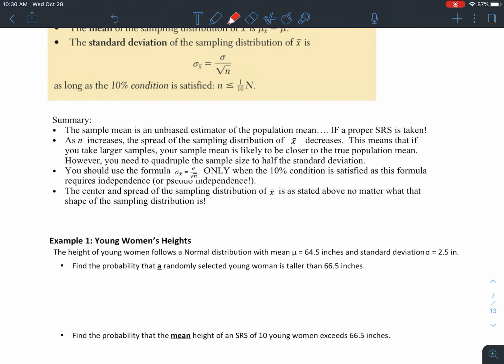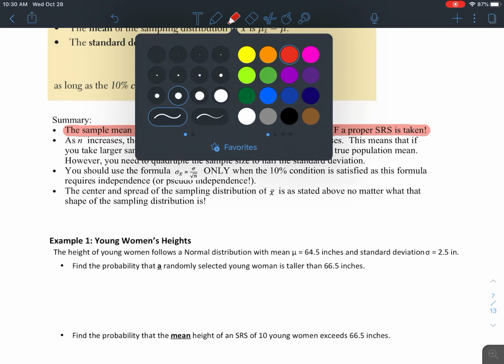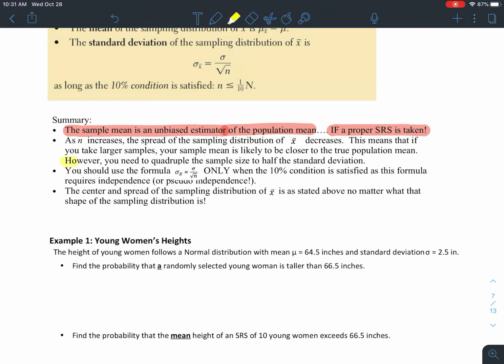The sample mean is considered an unbiased estimator for your population mean if you are taking your simple random samples properly. It needs to be random. It needs to be good sampling techniques. The other thing that I'd like for you to circle or highlight is if you ever are needing to quadruple your sample size, that's going to result in your standard deviation being cut in half.